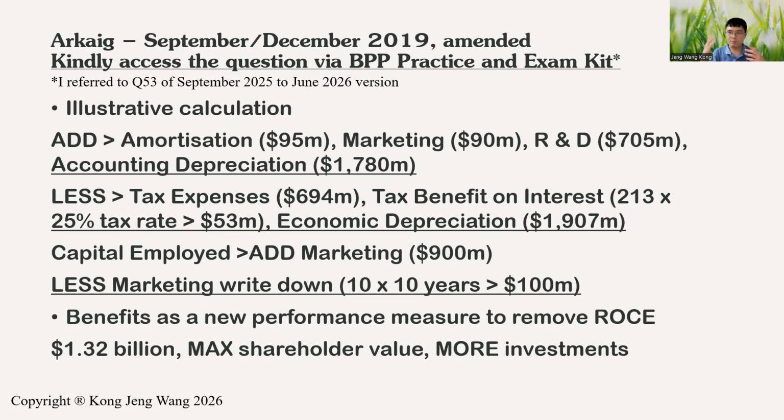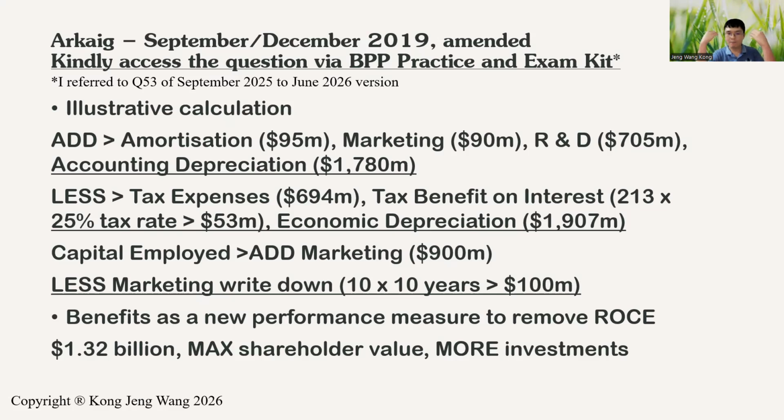Similarly with the accounting view, where assets can also get a written down value. Let's say based on the information, then what figure to write off. This one is similarly applied to the economic value perspective. So the total marketing expenses, 90 million times 10 years, 900 million, less whatever the written down value, 100 million. So that you will get the adjusted capital employed.